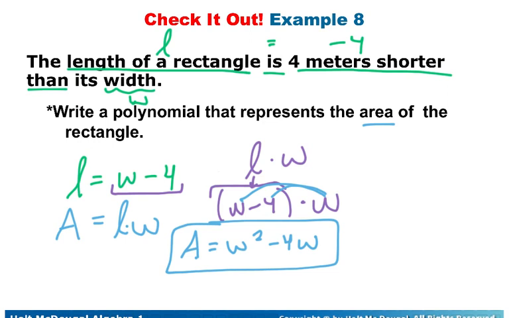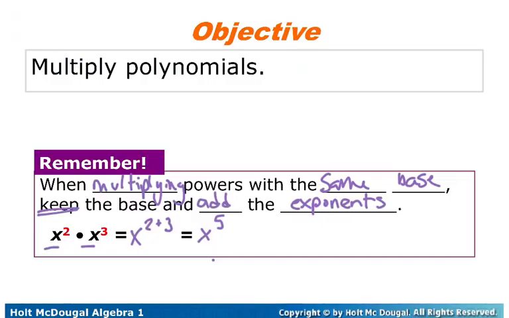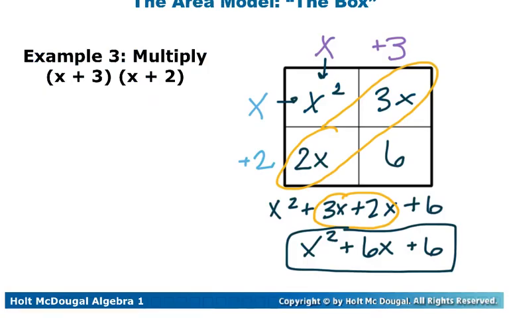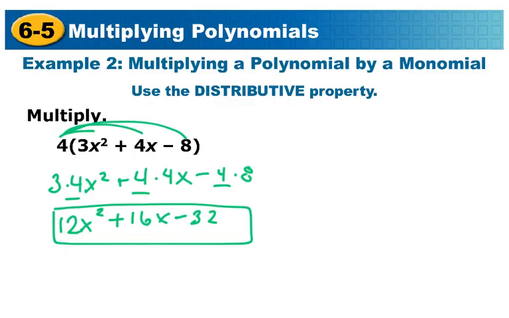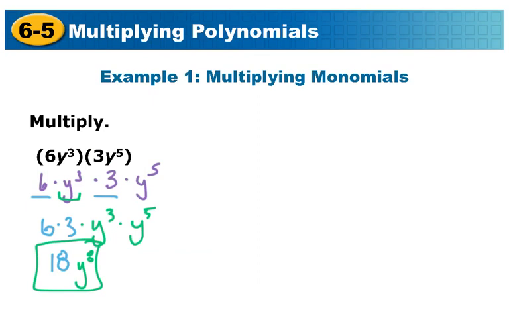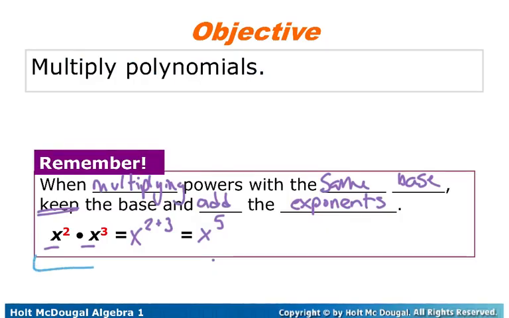Alright, so that is our multiplying polynomials. So most of it is using that box idea, but also then talking about distribution, and then also understanding that when you are multiplying powers with the same base, you just add those exponents.